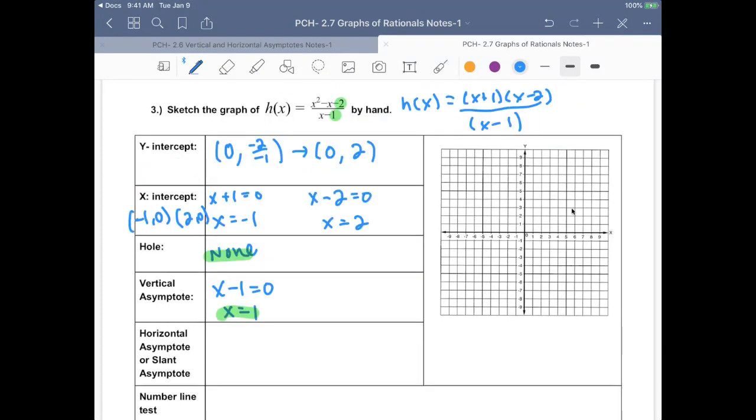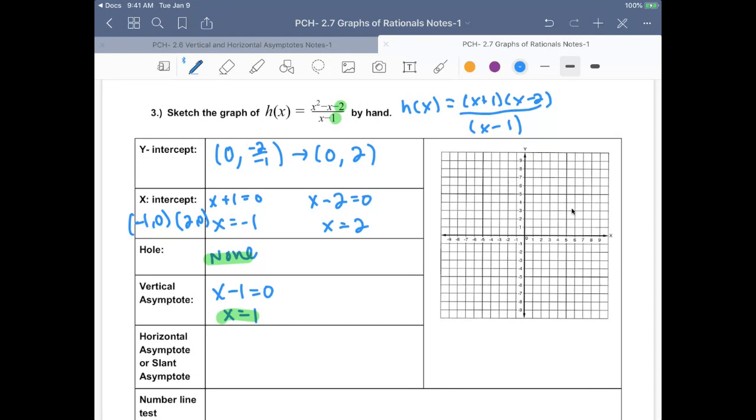This time, the degree of the top is bigger than the degree of the bottom. So this is bottom. It doesn't give us a horizontal asymptote. It gives us a slant asymptote. Remember, bigger on top, none. But that doesn't mean no asymptote. It just means no horizontal asymptote.